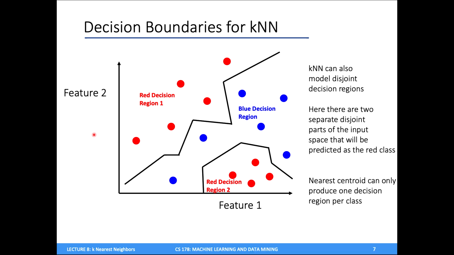Another comparison between kNN and the nearest centroids algorithm is the number of disjoint decision regions that the model can produce. So in this case, if we add some additional training data, here these red points down here, we can see that the kNN algorithm is able to actually produce 2 disjoint decision regions for the red class. In contrast with nearest centroids, it can only produce 1 decision region per class. So again, kNN is a much more flexible algorithm.